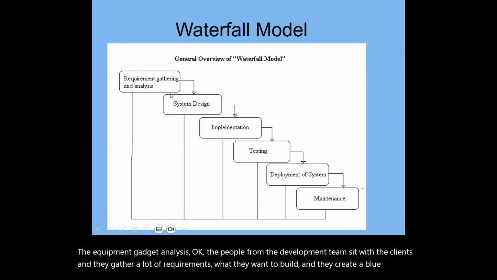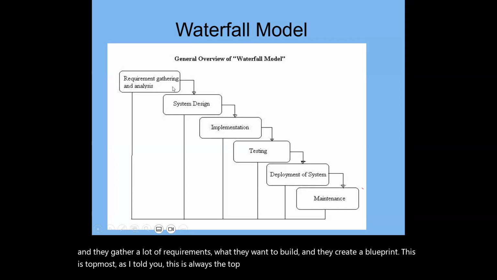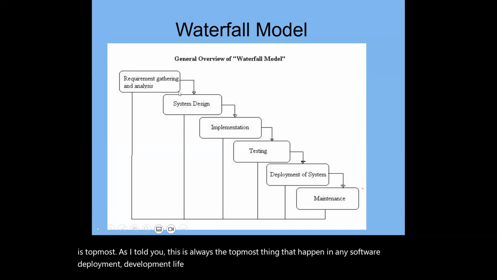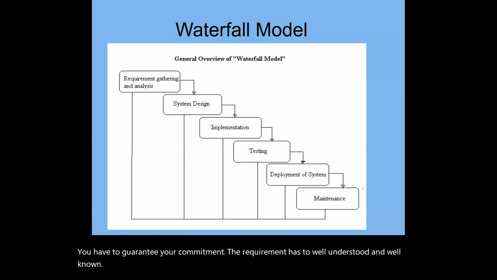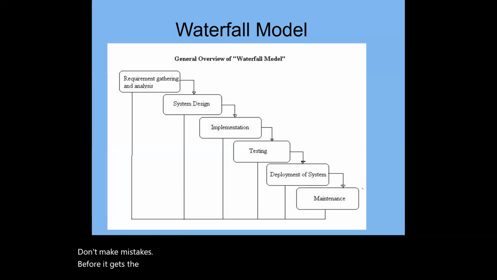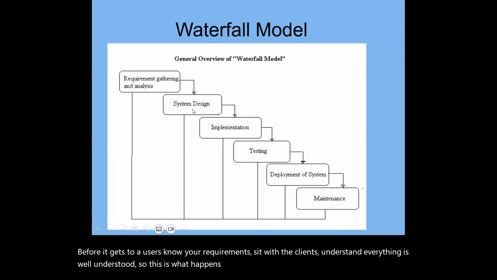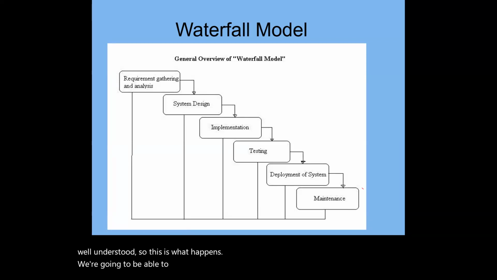This is the topmost thing that happens in any software development life cycle. You have to get your requirements. The requirements have to be well understood and well known. Don't make mistakes before you get to the end users. Know your requirements, sit with the clients, and make sure everything is well understood. So this is what happens when your company wants to embark on the waterfall model. It starts from the top, and the top is requirements.